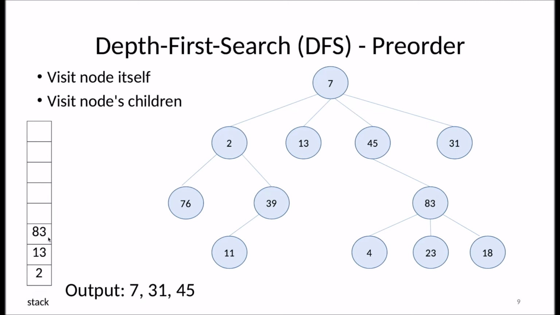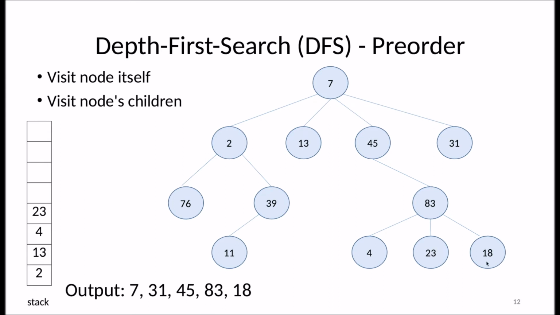And then check again, the stack is not empty. I pop a node off the stack, push its children onto the stack, which is 4, 23, 18. And by now you can see that this output matches the depth-first search pre-order. We went from 7 down here to 31, then backed up, went to 45 and 83. Now the next node that we pop off the stack is 18, which is the node here. And then we back up, go to 23. So the output that this produces is the pre-order depth-first search.